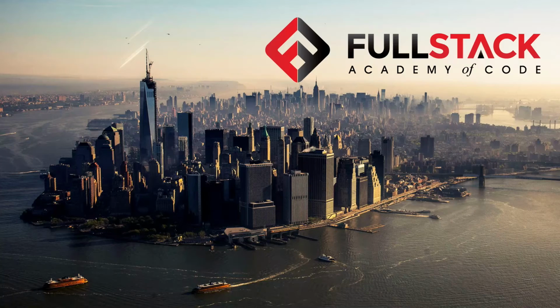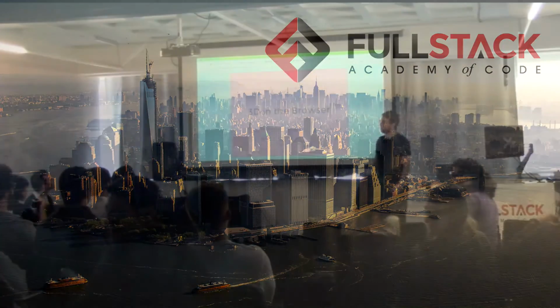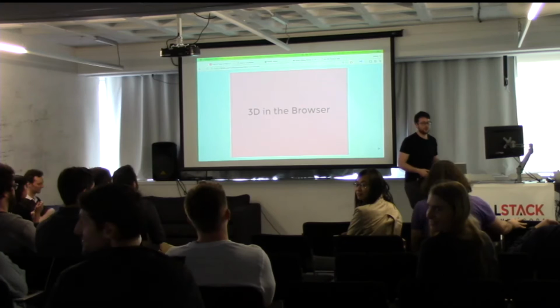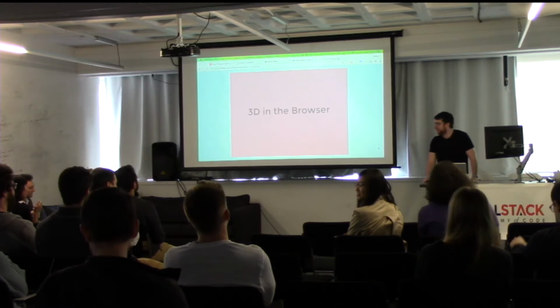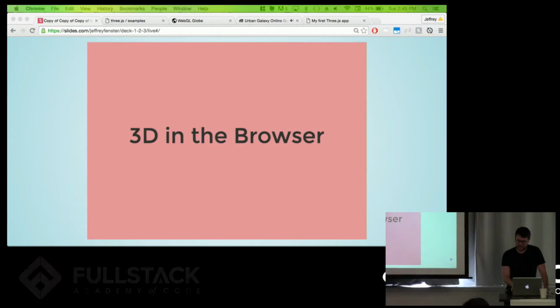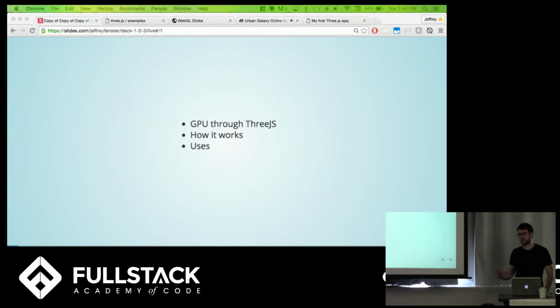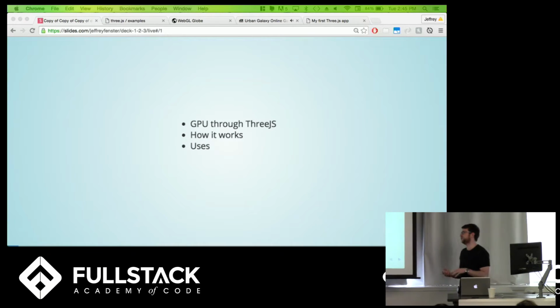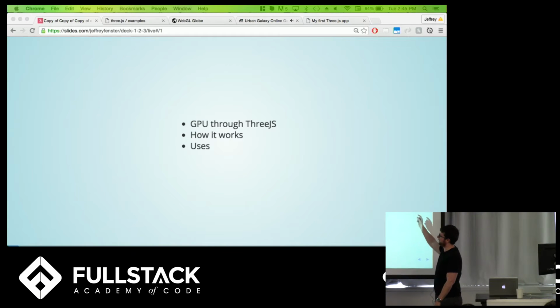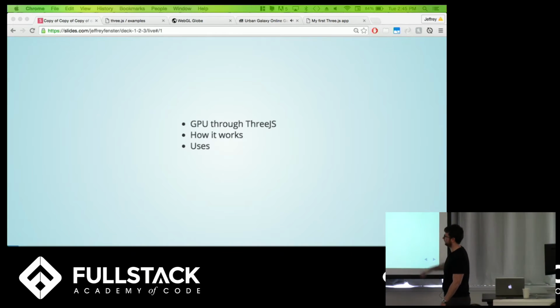Going to be talking about 3D in the browser, and mainly focusing on how these graphics are actually produced in your browser, and not so much on Three.js and writing code, but more about the technical process of how things are passing from Three.js down to your GPU and onto your monitor.